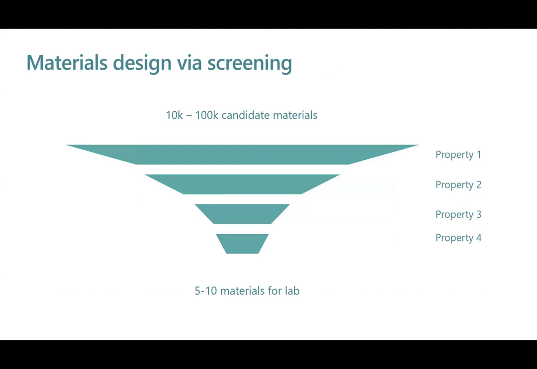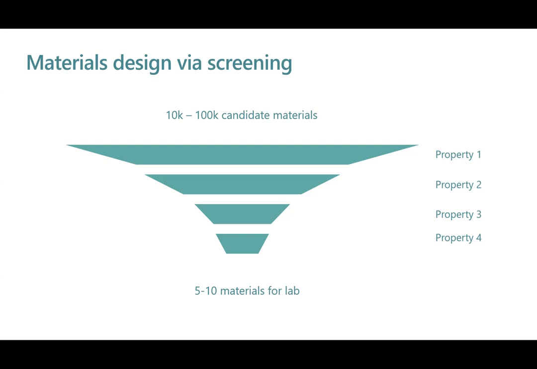So the idea is that you start with maybe 1,000 to 10,000 material candidates, and you run these calculations for each one of these properties and gradually filter down the candidates, based on the constraints that I have described earlier. So at the end, you may have like 5 to 10 different candidates that you will then send into the lab for experimental synthesis.